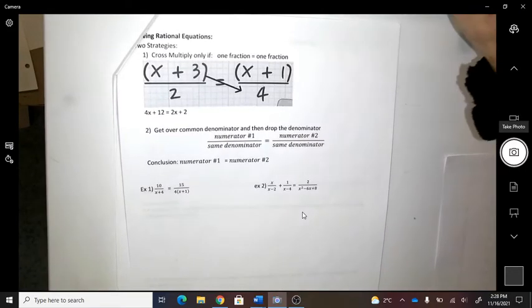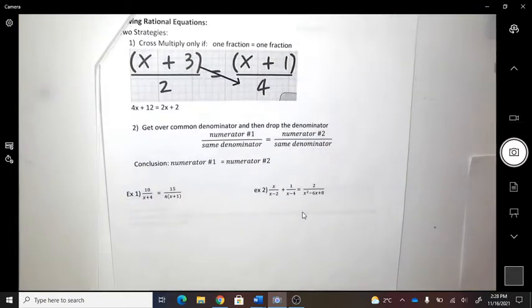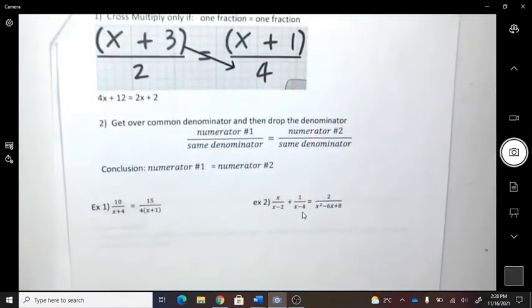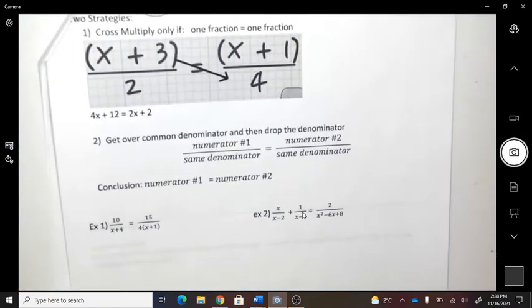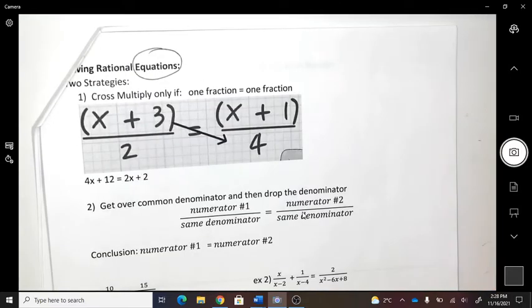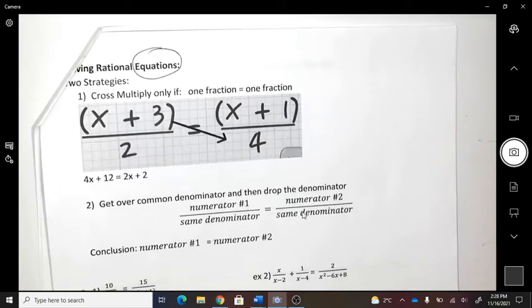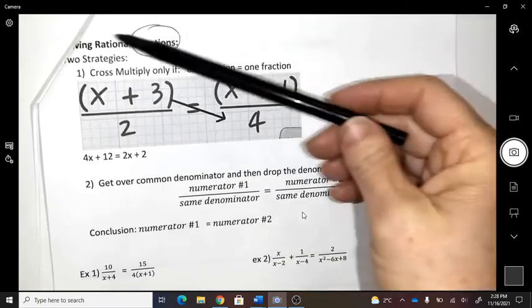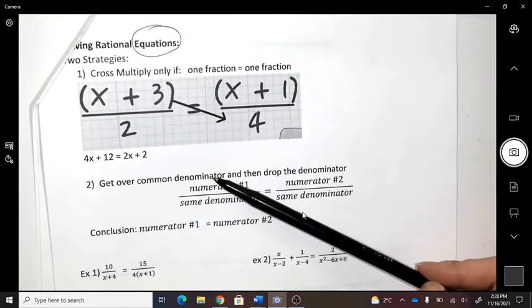So, solving rational equations. Everybody looking at this word: as soon as you see "equation," you know that it's something with an equal sign in it, and the result of your final step should make a statement, x equals something, or if your variable is a, or whatever you have as a variable. Okay, there's two strategies. The first strategy is a cross-multiply situation.